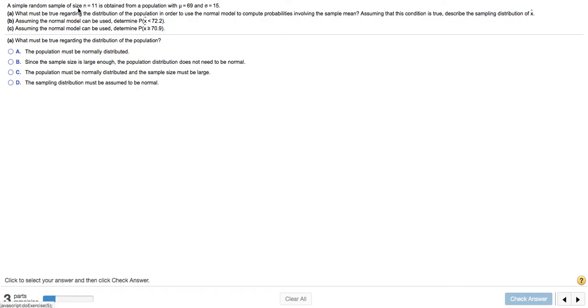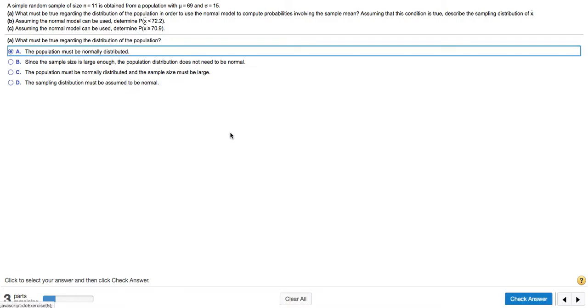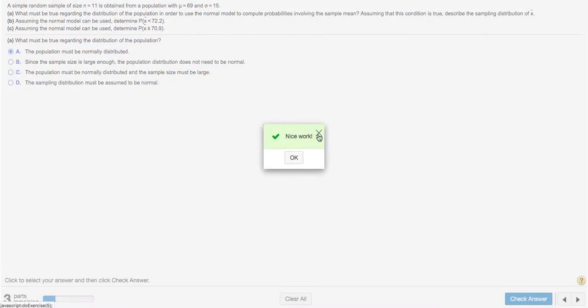Well, here we have that the sample size is n equals 11, which is strictly less than 30. So in this case, we must know that the original population must have a normal distribution. So I need to select the option over here that reflects this. All right, and that is this one, A. The population must be normally distributed. So I'll choose that, and I'll check my answer.